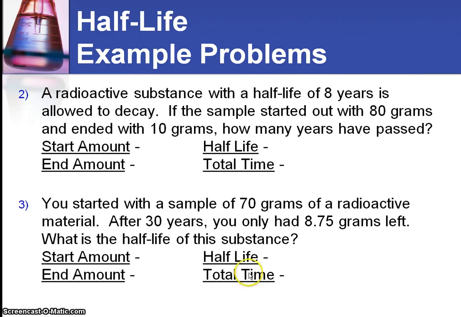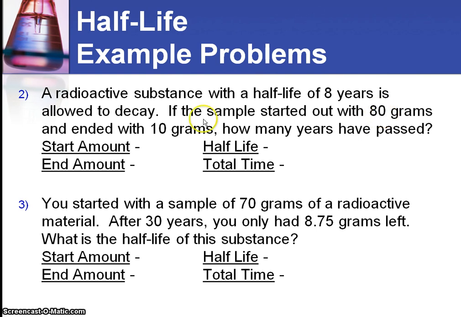For these questions, sometimes it's easier to list out your variables. So like for number 2, it says you're starting with 80 grams, so that's your start amount. You're ending with 10 grams, so that's your end amount. The half-life is 8 years. And what you're looking for is the total time.